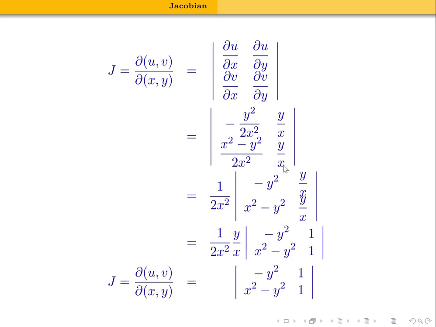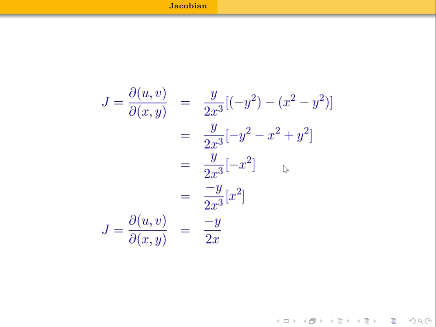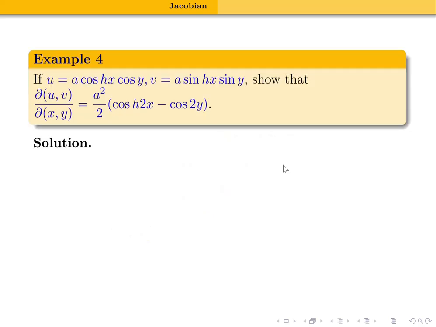Now we have to multiply x square into x, which is x cube, therefore y divided by 2x cube. Now we will take the determinant and simplify it, and we will get this case. Therefore, minus y by 2x. Jacobian is equal to dou of u comma v divided by dou of x comma y, which is equal to minus y by 2x. So next, example number 4.